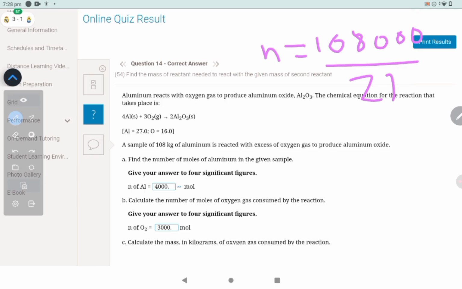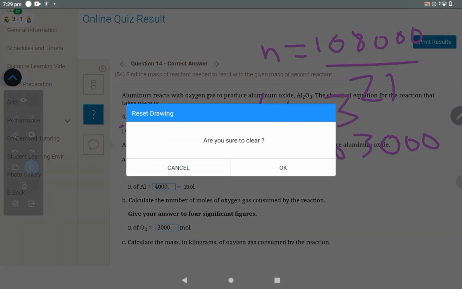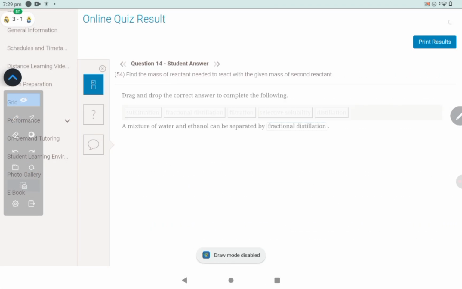Now calculate the number of moles of oxygen gas consumed by the reaction. Now here we have to do MCR. We have aluminium is 4, oxygen is 3, as mentioned here, 4, 3. So 4,000, and then just cross multiply, 4,000 multiplied by 3 divided by 4, we get 3,000. Okay, that's it. Oh, there's one more. Sorry.